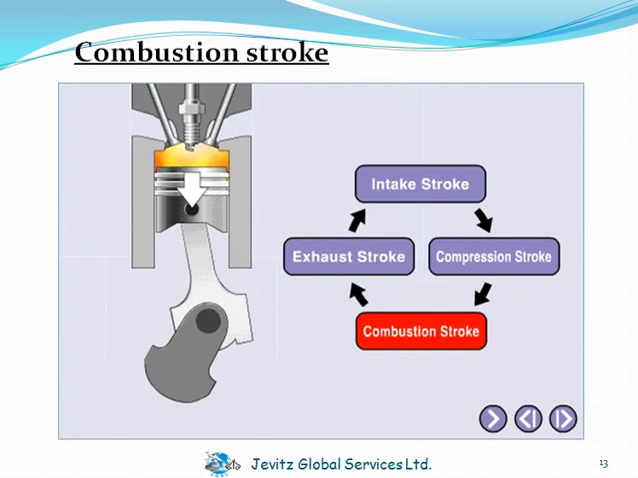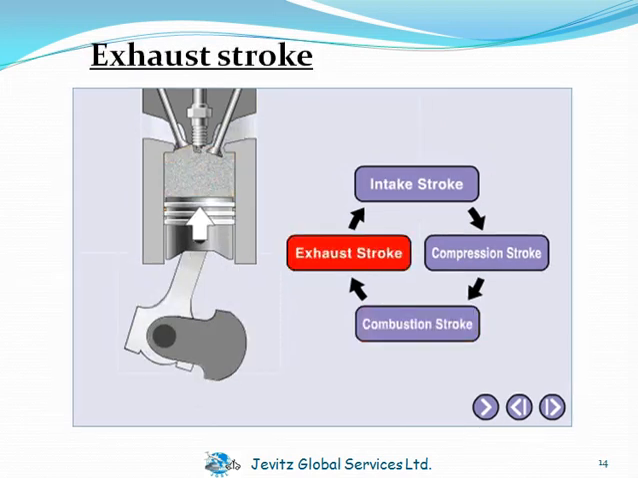Then the next one is the combustion stroke. As you can see, when the piston is about to complete its upward stroke, current flows to the spark plug, thus creating a spark. This is then followed by the combustion of the compressed air fuel mixture, and it's followed by an explosion. This explosion pushes the piston downward, causing the crankshaft to rotate. The explosion is caused by the ignition from the spark plug igniting the compressed air fuel mixture, and it causes the piston to move downward.